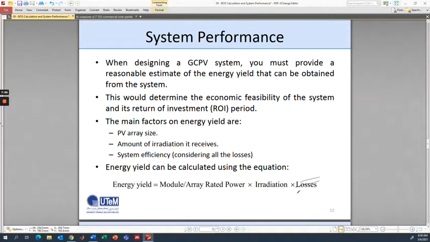So this is actually the efficiency. Okay, so efficiency is the system with losses, the output with losses. Okay, so this is what is meant: not the losses, but the output with losses.